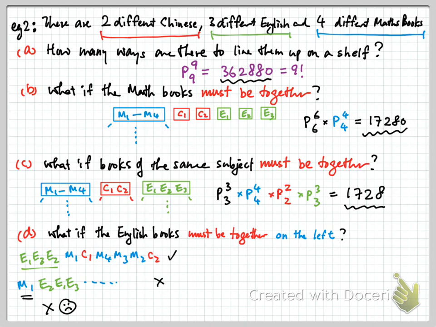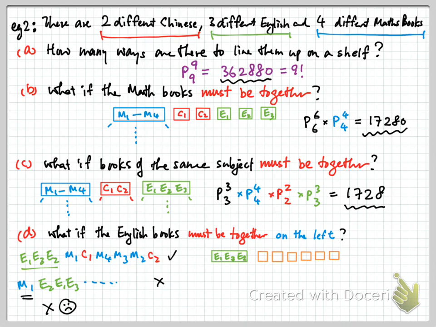Think about it. Once again, we prepare a green box. The green box, we put the 3 English books inside. And then you have 1 box for each remaining book. How many books are there after you take out the 3 English? There are 2 Chinese and 4 maths. So never mind what they are. There are 6 other books. Chinese or maths, doesn't matter.